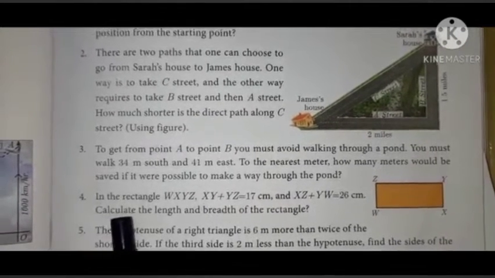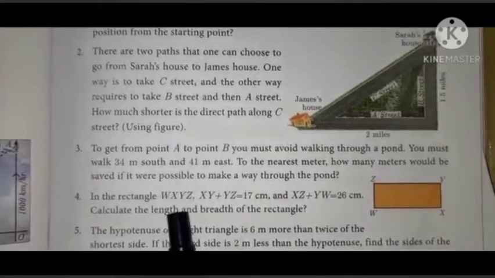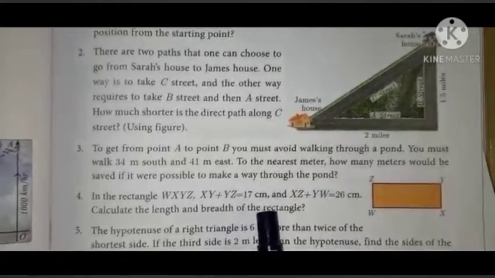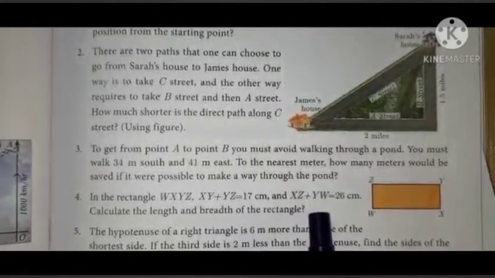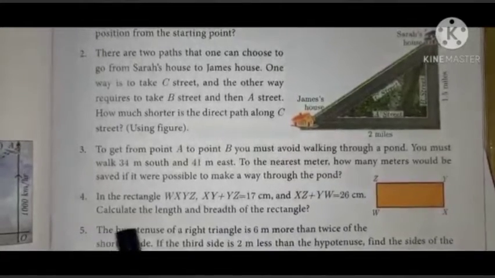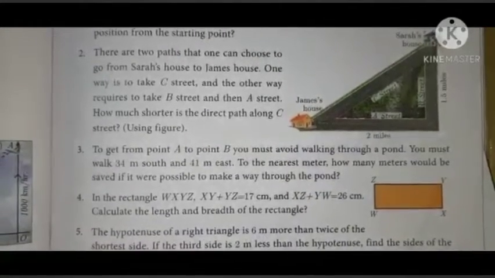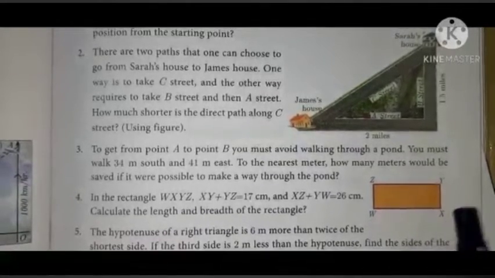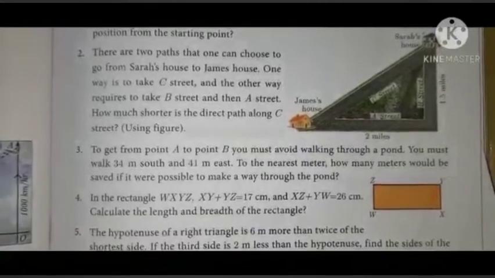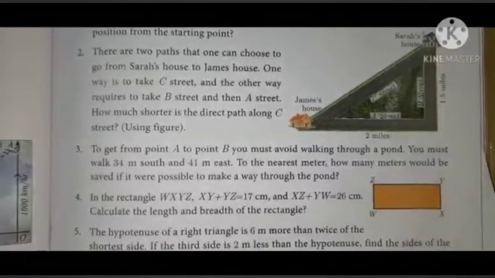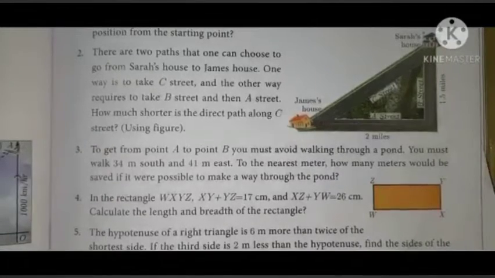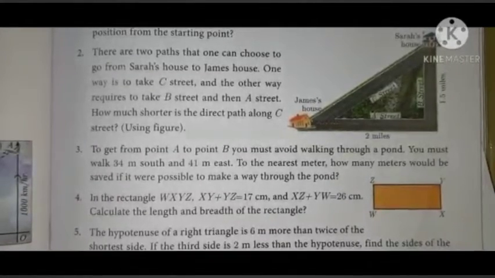For sum, in the rectangle WXYZ, XY plus YZ is equal to 17 centimeter and XZ plus YW is equal to 26 centimeter. Calculate the length and breadth of the rectangle. A rectangle is given that is named WXYZ. Here, XY plus YZ is equal to 17 centimeter and XZ plus YW is equal to 26 centimeter is given. Calculate the length and breadth of the rectangle.